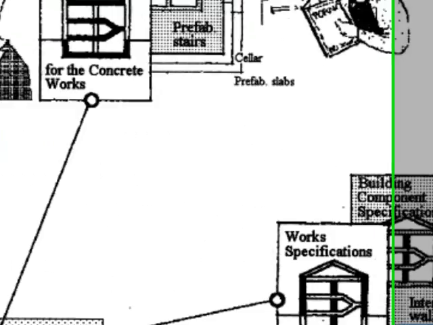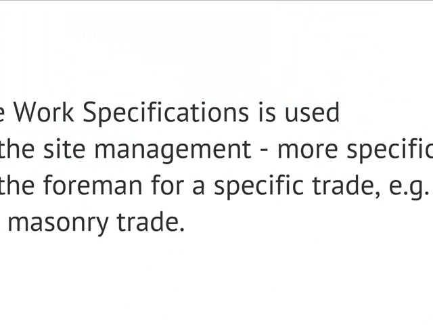And you can see it's used by the executive management in the project. Whereas the work specifications is used on the site in order to build the building. In other words, it's used by the foreman who delegates work to different people under him.